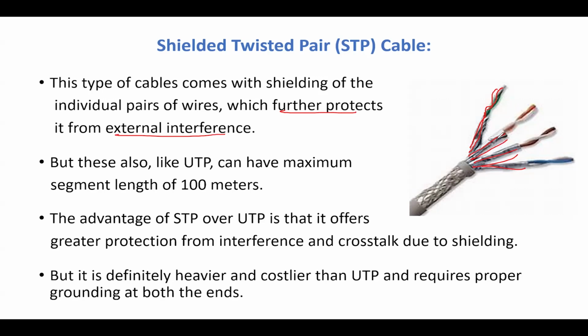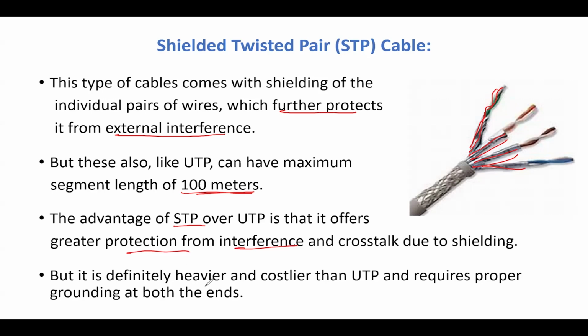noise. Noise is nothing but the disturbance in the data. It is more prone to disturbance. But if you have that extra shield, then it will protect it from the external interferences. But these are also, like UTP, can have a maximum segment length of 100 meters. Okay. And the advantage of STP over UTP is that it offers greater protection from the interference. That is the main advantage when comparing UTP and STP.